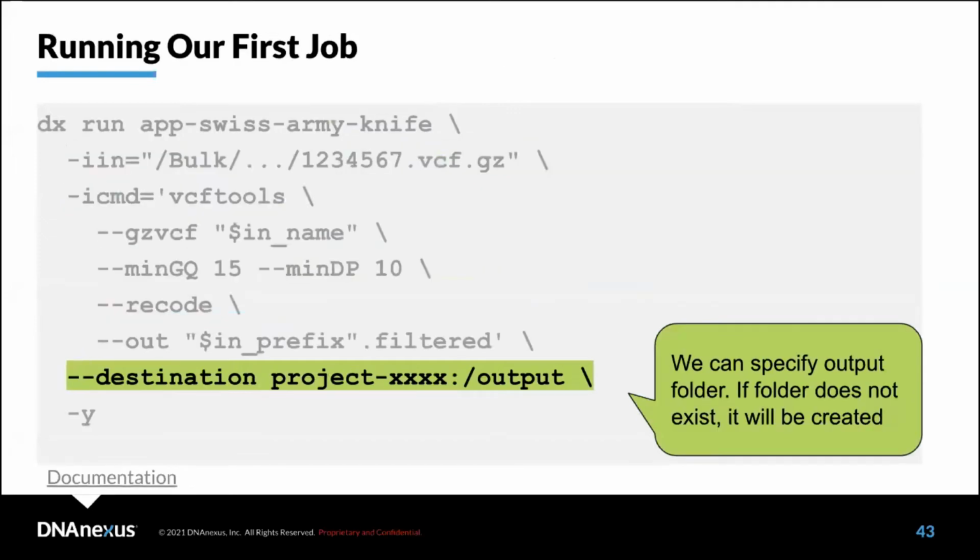And one last modification. The files will be transferred, after the Swiss Army Knife has finished, into the root folder of the project directory. But in case you want them transferred somewhere else, you can specify it by using the --destination parameter and specifying the project and your folder. And if the folder does not exist, the Swiss Army Knife, or rather the platform, will create it for you.